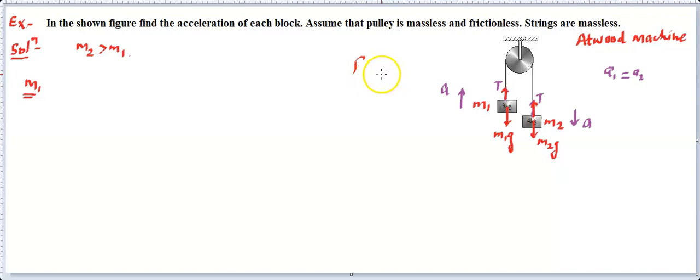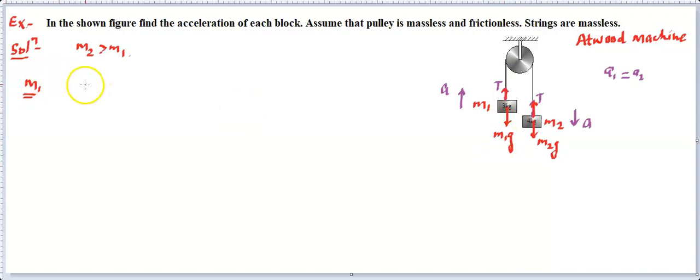So how to write the equation? For that, if you have made the direction of acceleration, then write the net force in the direction of acceleration. So this will be in the direction of acceleration. This is opposite to the direction of acceleration, so this will be written as a minus.